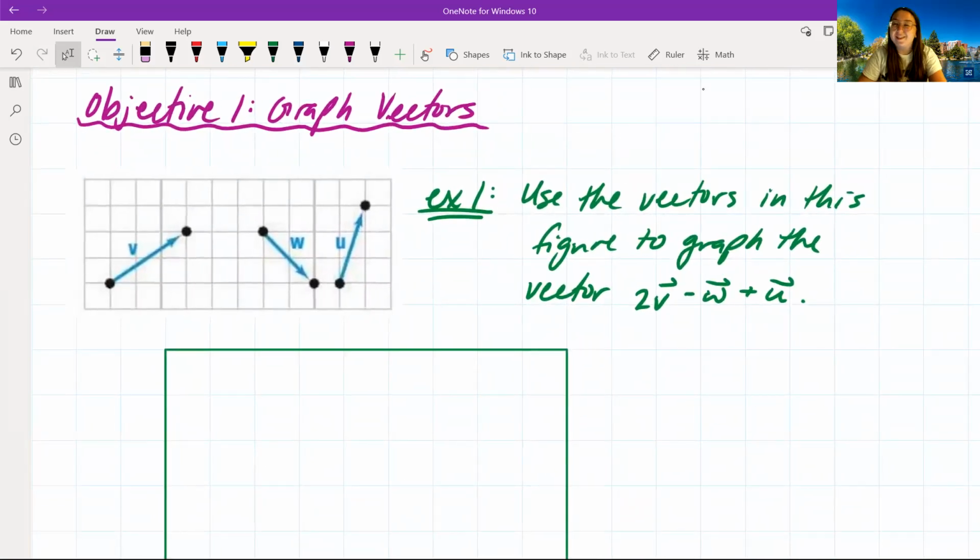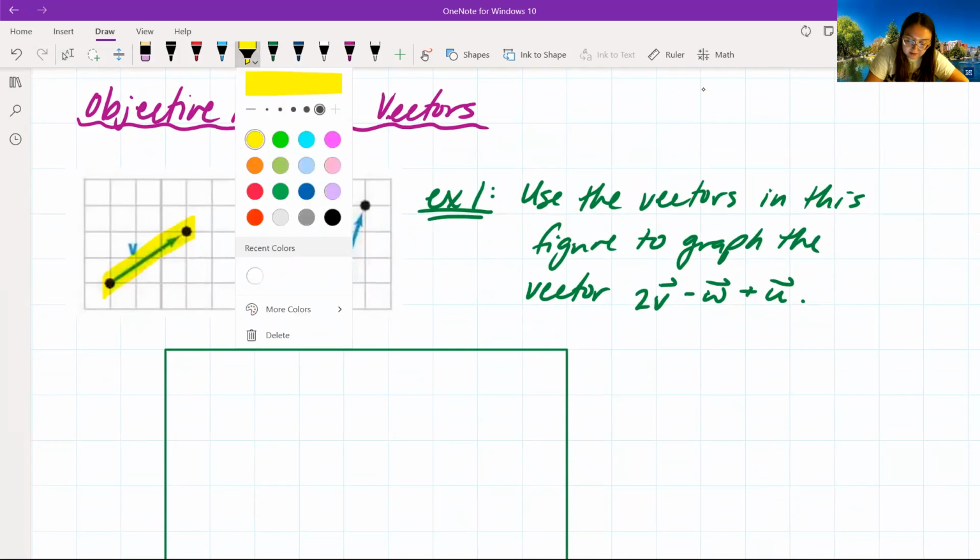All right, so done with the introduction, now we're on to objective 1. We want to graph these vectors. So our first example, we want to use the vectors in this figure to graph the vector 2 times v minus w plus u. So we have each one of our different vectors here.